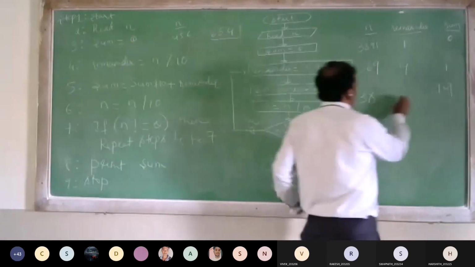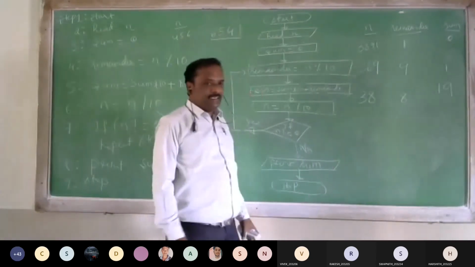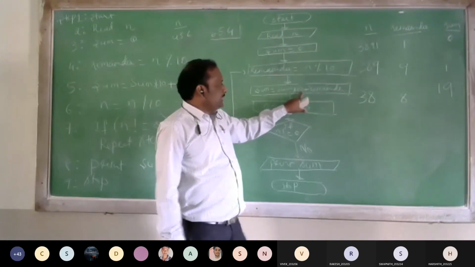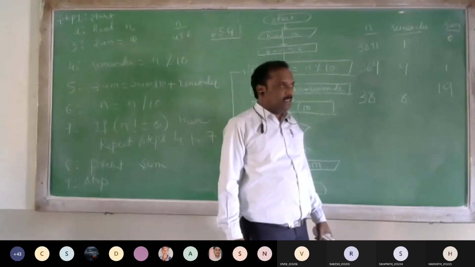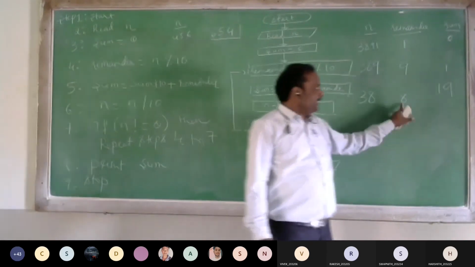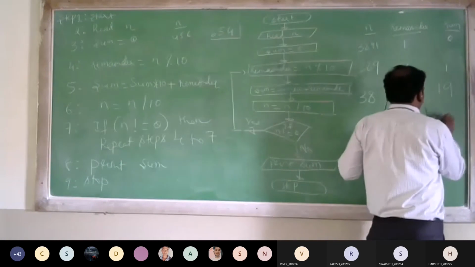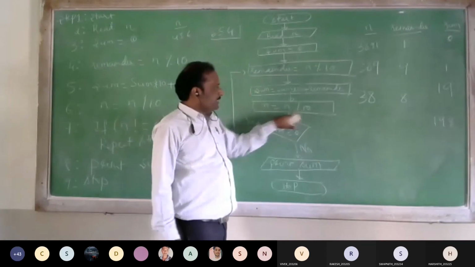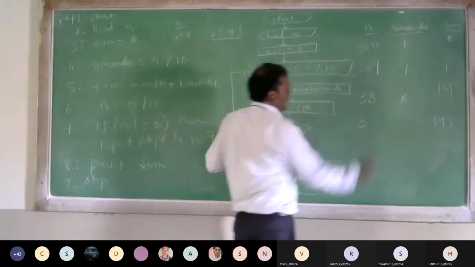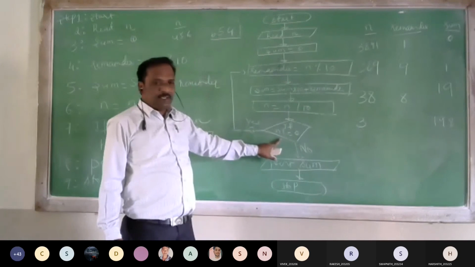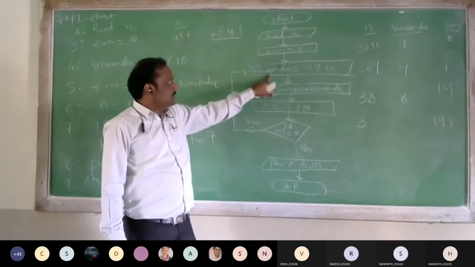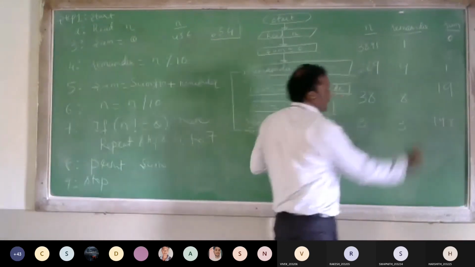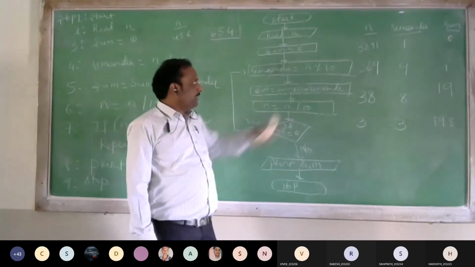Get the last digit. What is the last digit? Last digit is 8. Now again, sum is equal to sum into 10. What is sum? Sum is 19. 19 into 10 is 190. 190 plus 8 is 198. Now n is equal to n by 10. 38 by 10 is 3. 3 is not 0? Yes, it is not 0. Now remainder: 3 modulus 10. The remainder will be 3 itself.